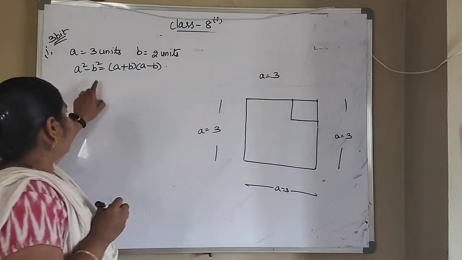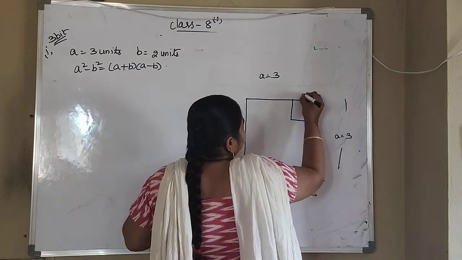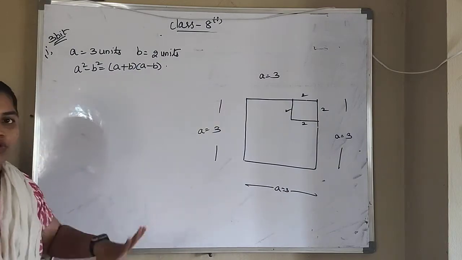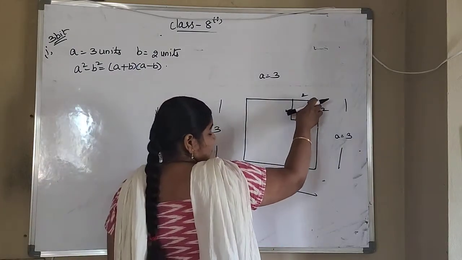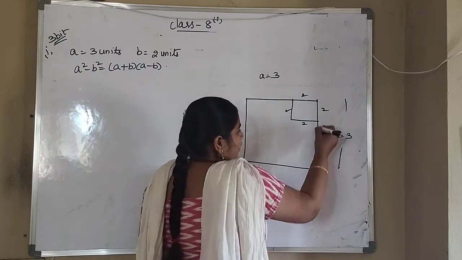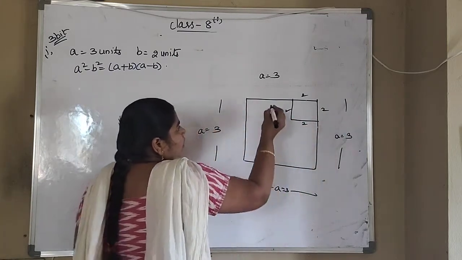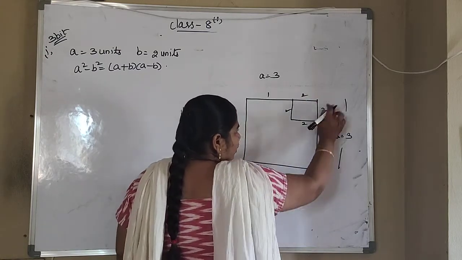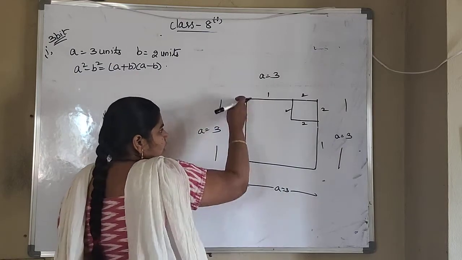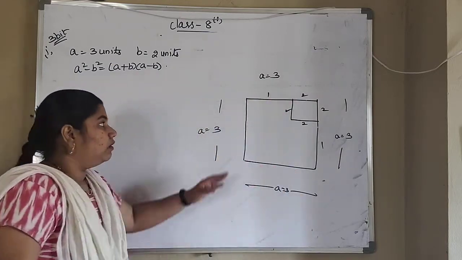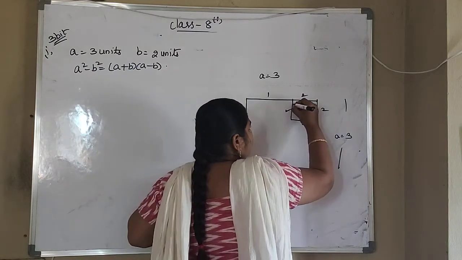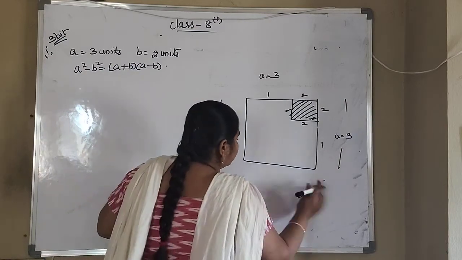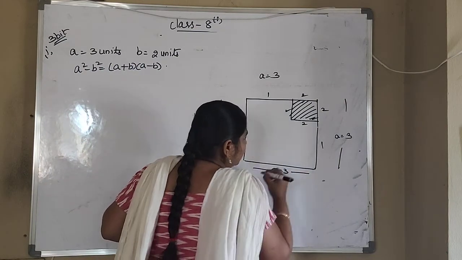Okay, so what is the B value here? 2 units. So 2, 2, 2, 2. From 3 units I am removing 2 units. Okay, this square I am removing. So here how much will it be? From 3 if you remove 2, that will be 1. Here the total is 3, here also 3. Here only one part. So which part am I removing? This part I am removing from the figure. So how will it be? The figure will be in this way now.